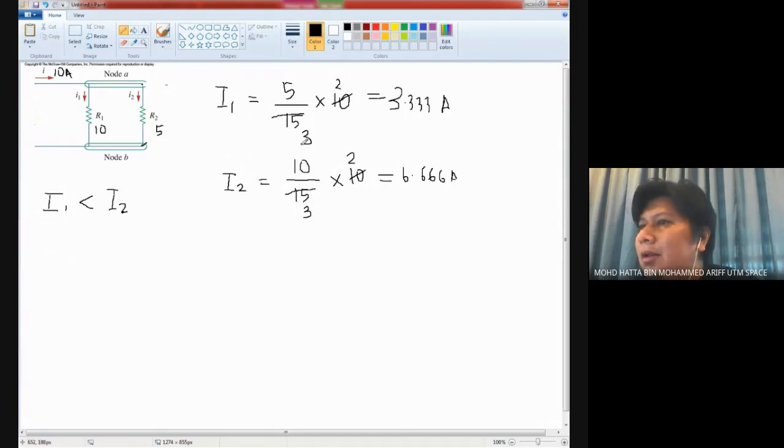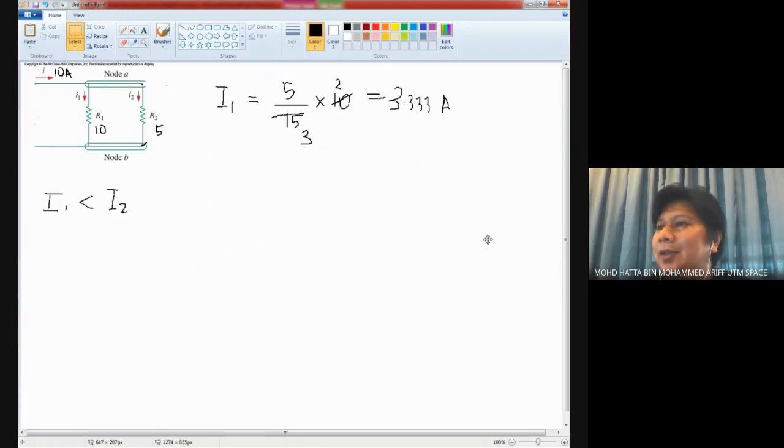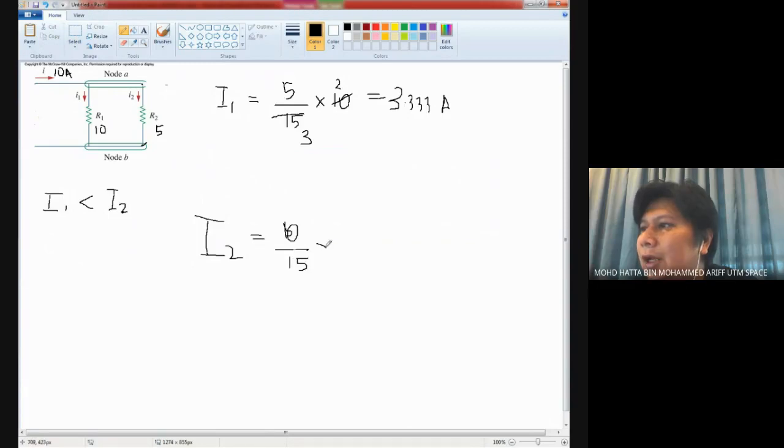Now you can use this formula. This is known as current division. If you are in the middle of doing, for example, your final or test or quiz, and you try to calculate I2, the fastest way is by using directly the equation that I showed earlier. So you can find I2 without knowing I1. You can find I2 equals 10 divided by 15 times 10. Straightforward.